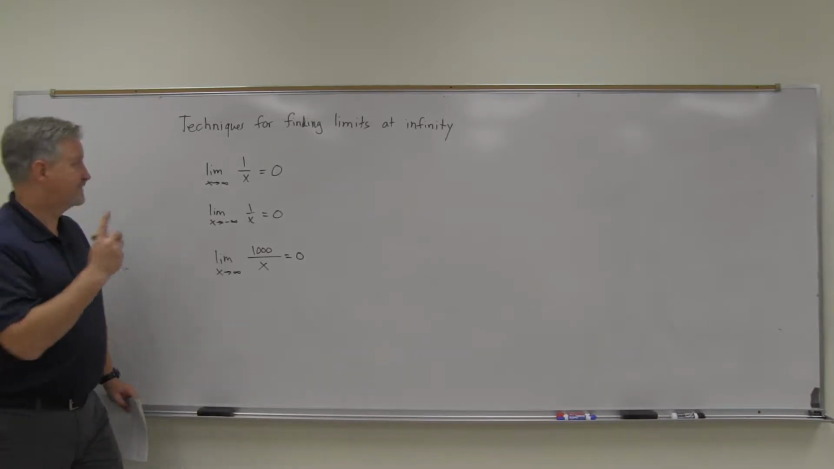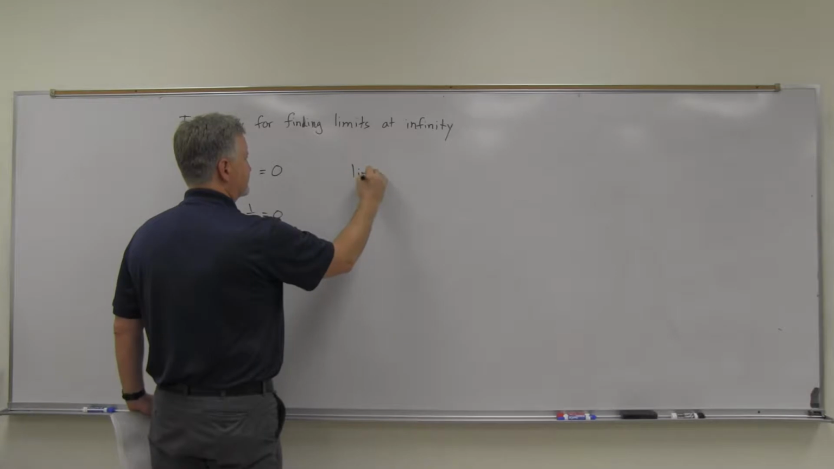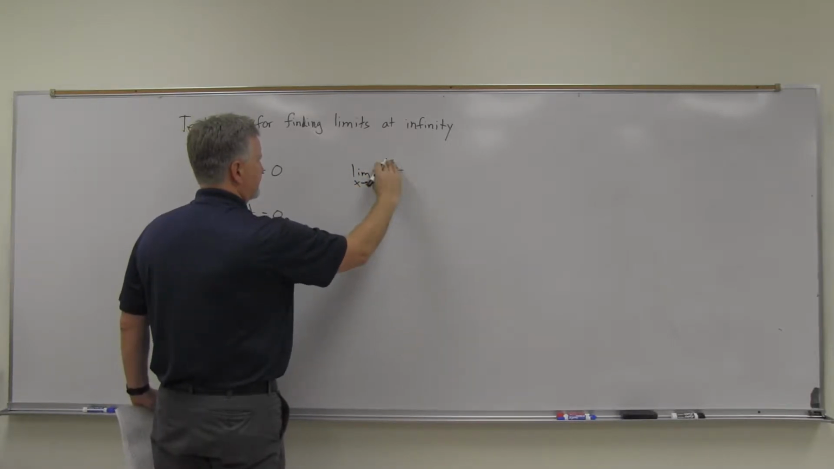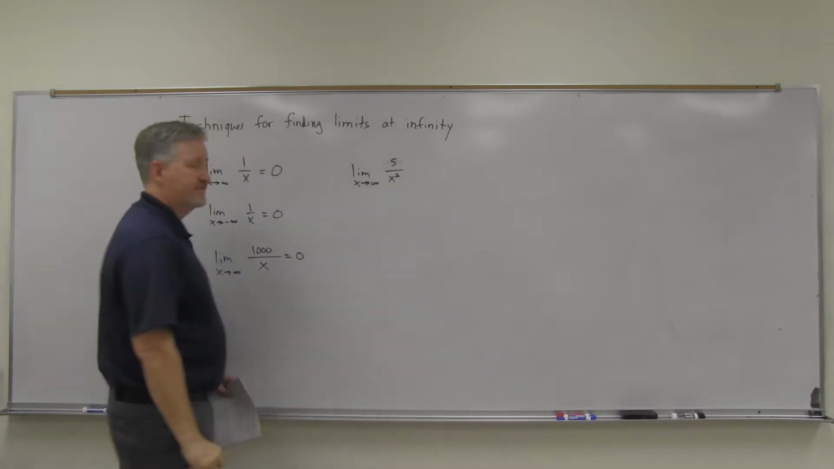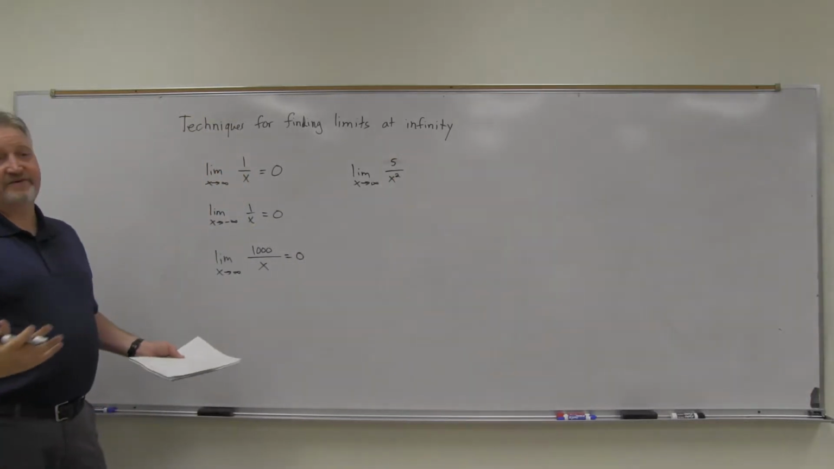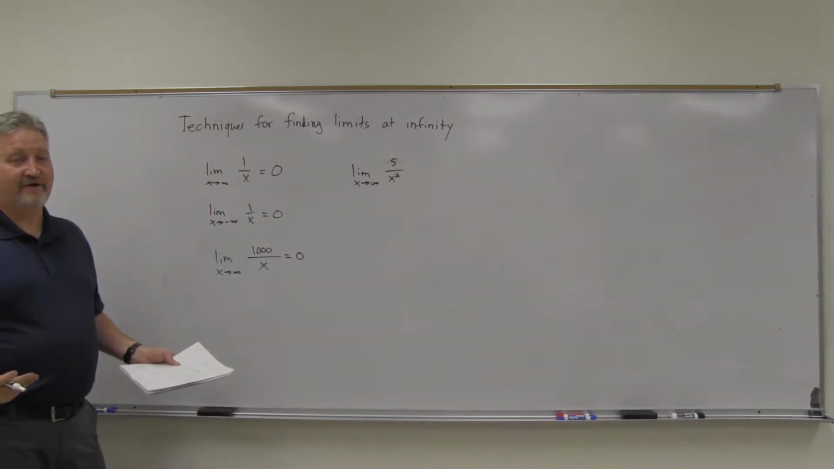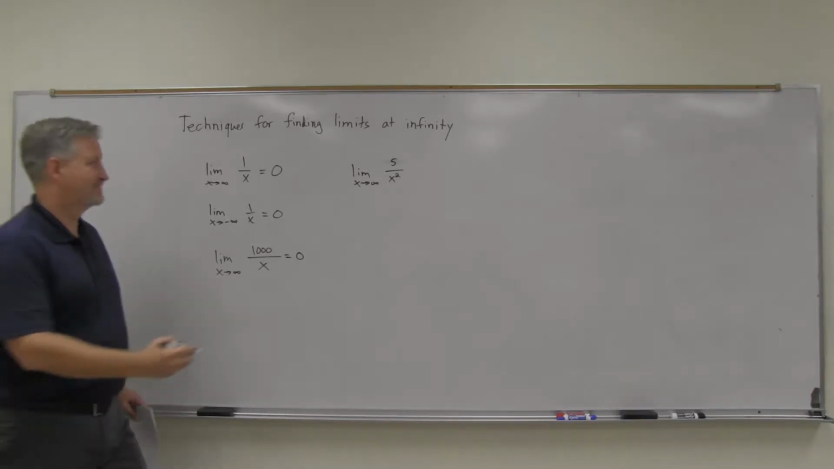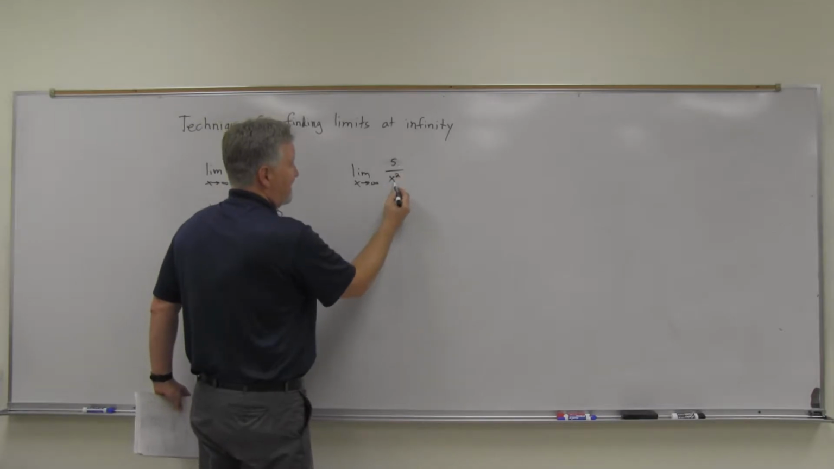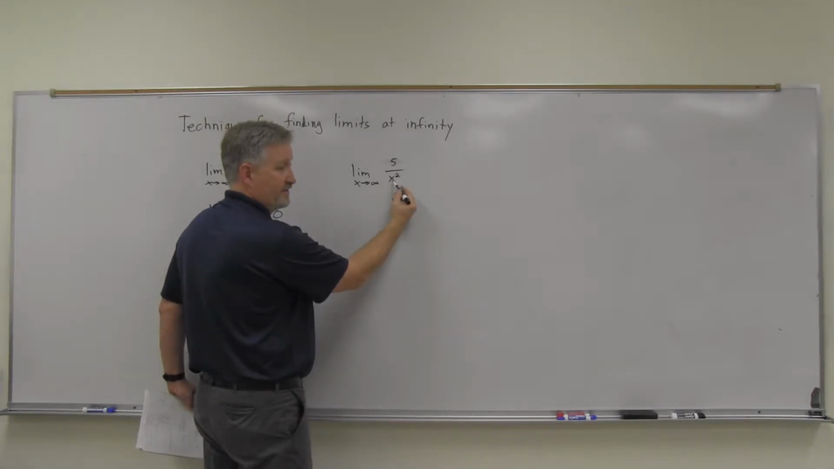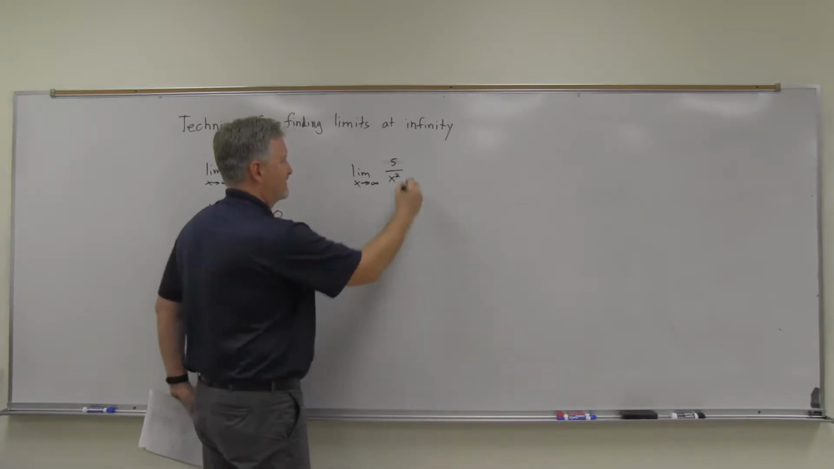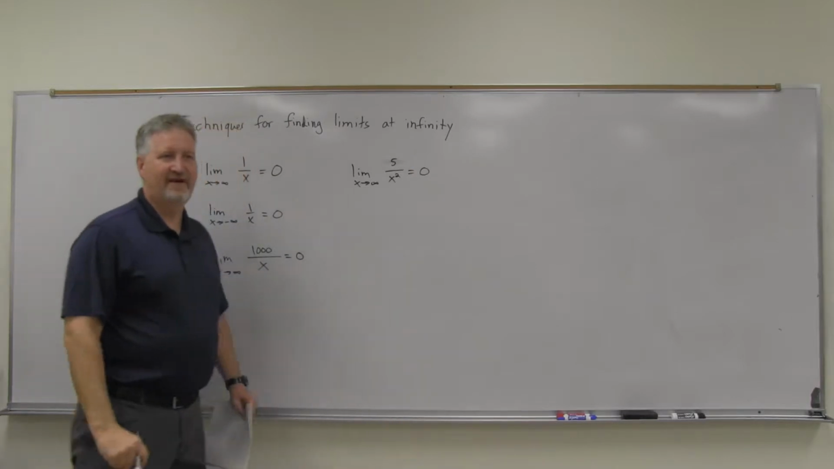So the number on top, if it's a number on top, that really doesn't matter. Also, what if they've got a number, 5, and I've got x to a power, like x squared? That's still going to be 0, isn't it? Because essentially you've got 5 divided by infinity squared, so it's 5 divided by even larger numbers, in a sense. That's still 0, right?